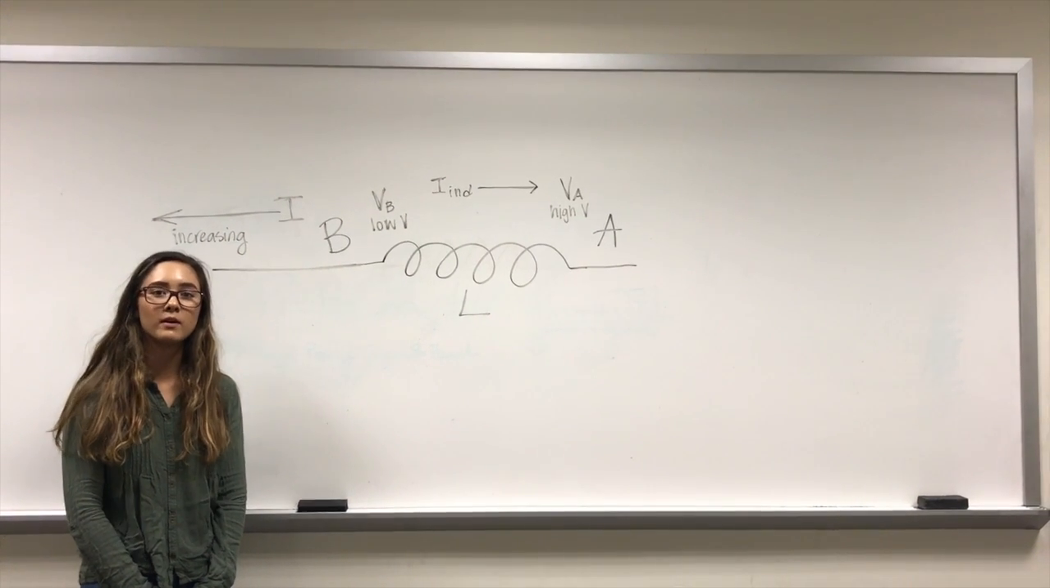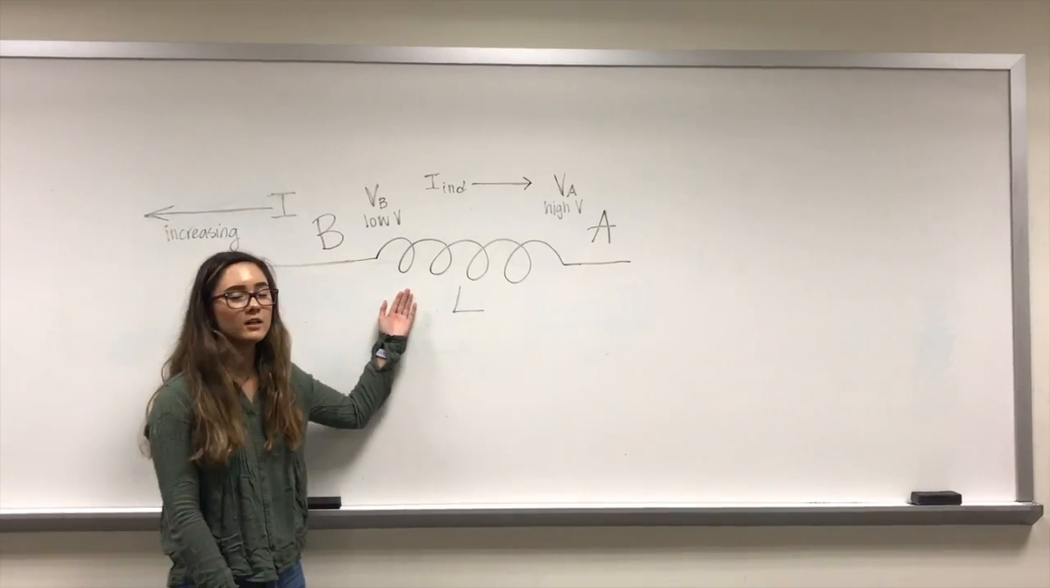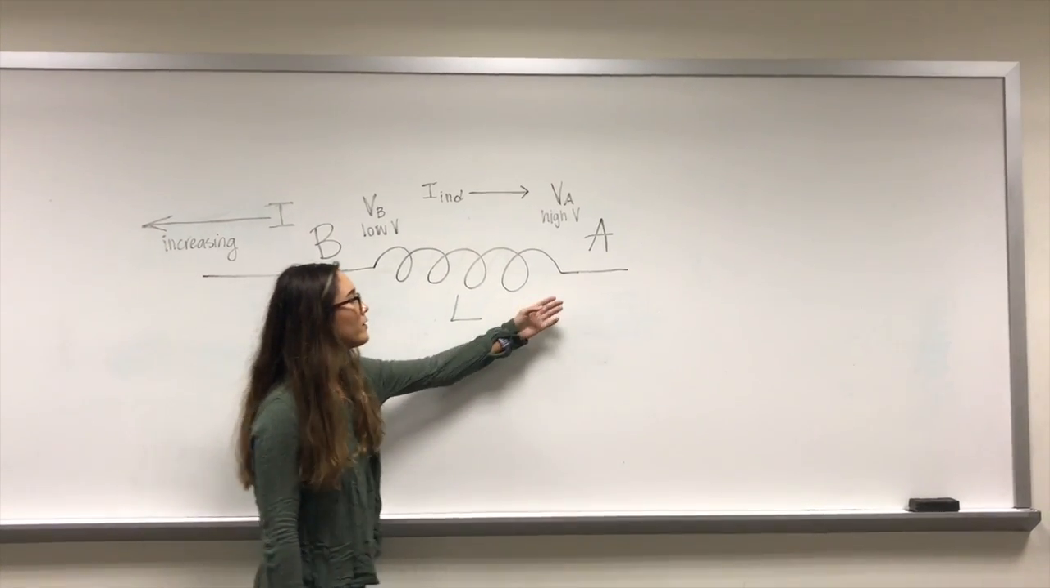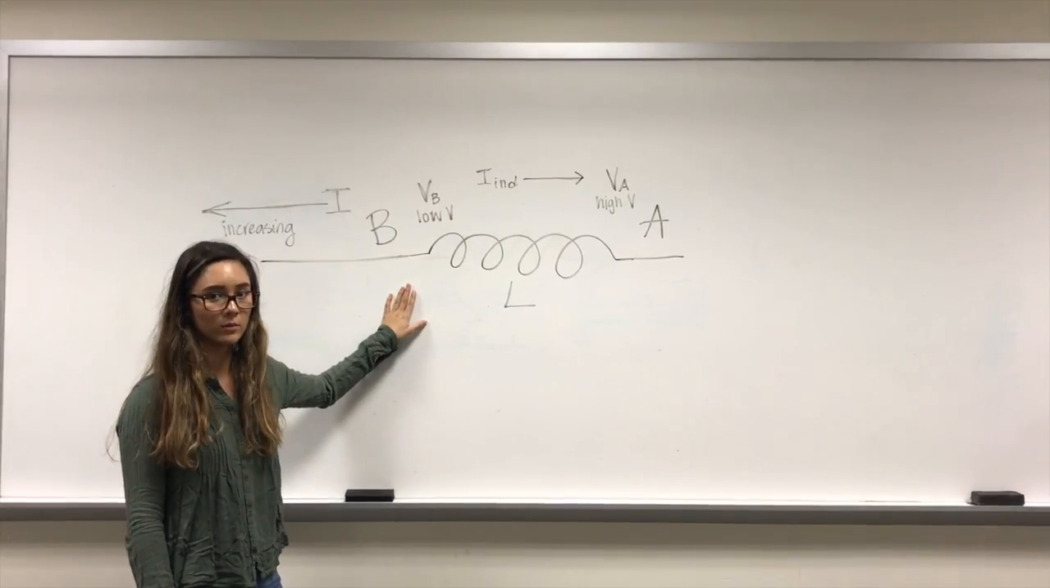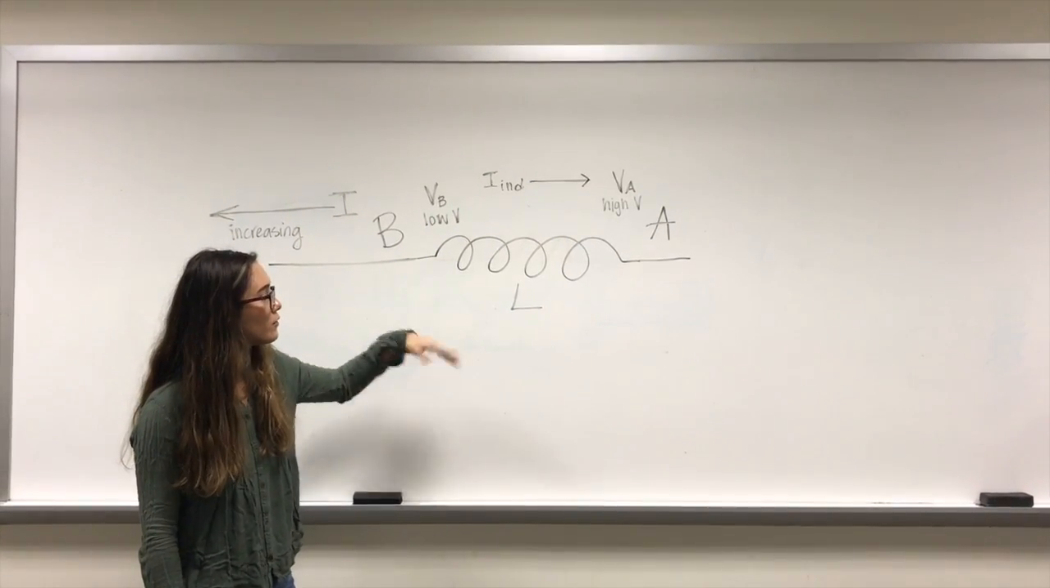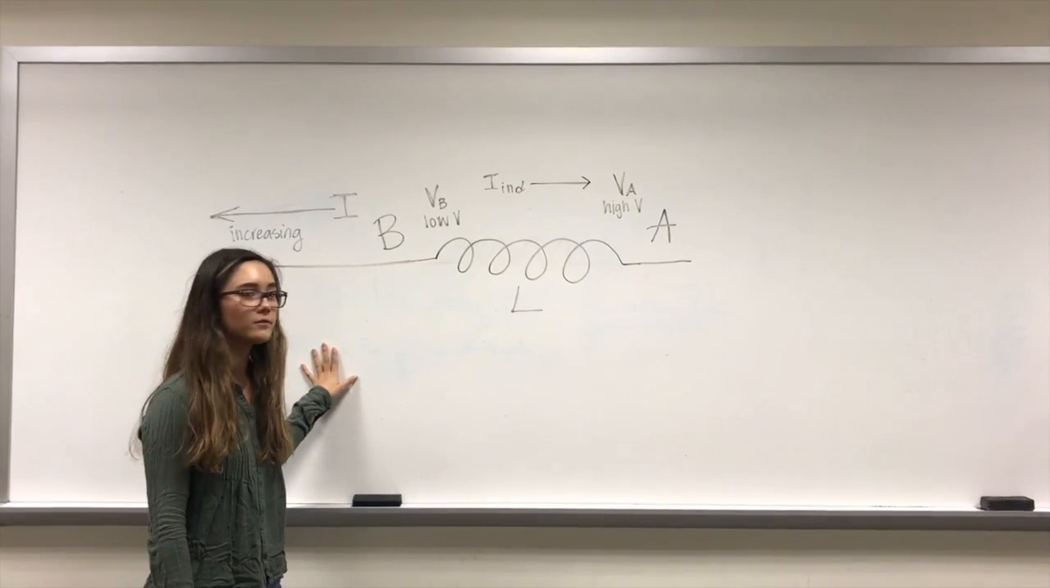Okay, so for the first part, we're looking at this inductance right here. We have A, which has higher voltage, and this side is B, which has lower voltage. So the overall current is going to the left.